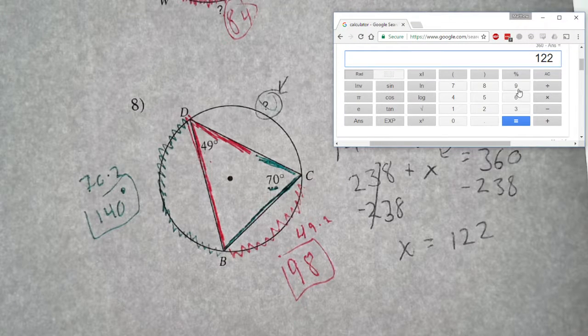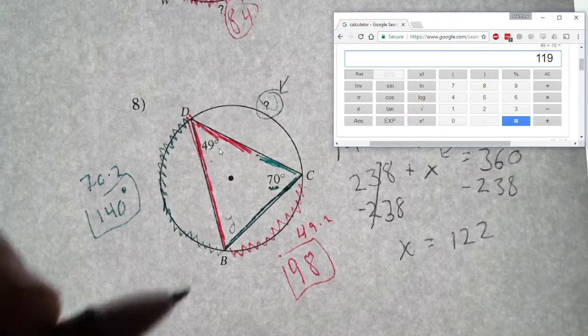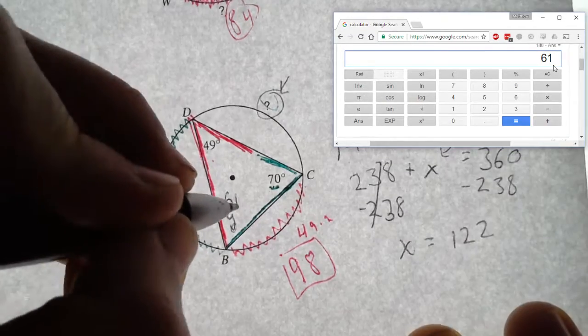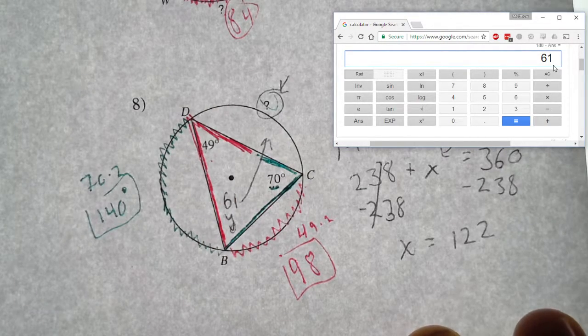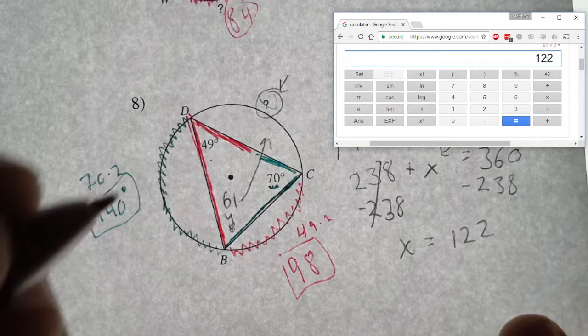So I know that 49 plus 70 is going to make 119. These three angles, the 49, 70, and I'll call this one y, these three should add up to make 180. So I can do 180 minus 119, which means this angle here, y, is 61. So I can multiply that inscribed angle times 2 to get 122. 61 times 2 is 122. It checks out either way.